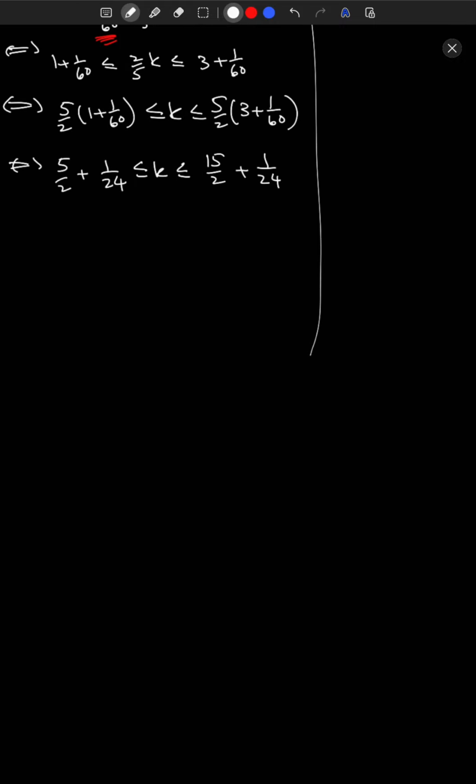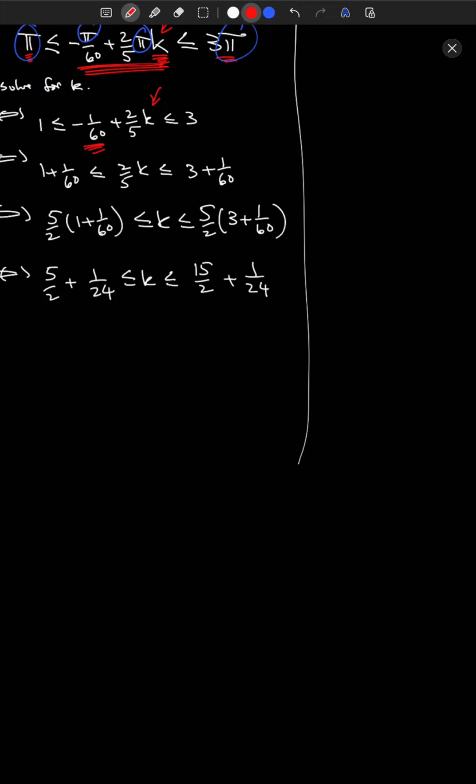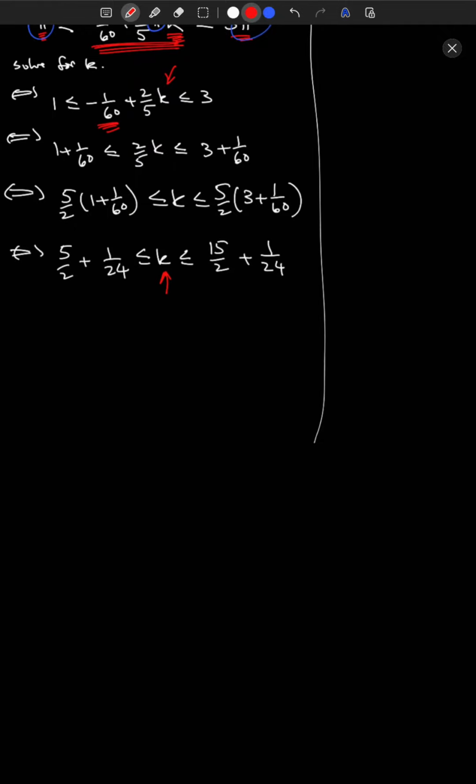So the reason I'm not simplifying is that I know that k has to be an integer, right? 1, 2, 3, 4, 5, minus 1, minus 2, minus 3, minus 4, minus 5. So ultimately, if these 1 over 24 terms are small enough, I don't even have to bother with them in a way. We'll see in just one sec.